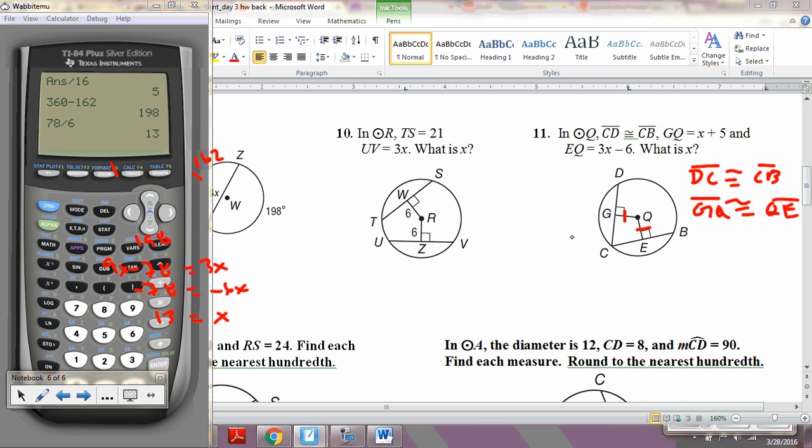center. So now that I know that, I can put x plus 5 equal to 3x minus 6 and solve for x. So I would subtract x from both sides, which would give you 5 is equal to 2x minus 6. Add 6 to both sides, which gives you 11 equals 2x. And divide by 2, so that's 5.5 equal to x.